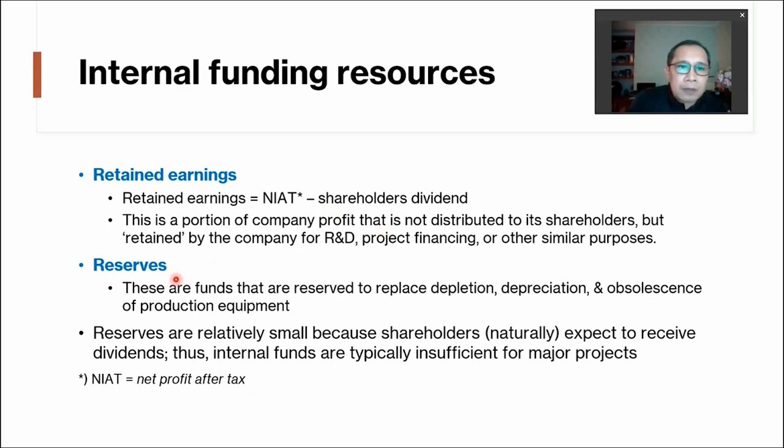The second type of internal funding is called reserves. These are funds that are reserved to replace depletion, depreciation, and obsolescence of production equipment. More on this later when we discuss cash flow analysis. Actually, these two internal funding resources are generally not that big, because shareholders naturally expect to receive dividends. They don't want to give all their money back to the company, but expect something in return for their investment. So that usually leaves only a relatively small amount of money, so it can probably only be invested for minor projects.